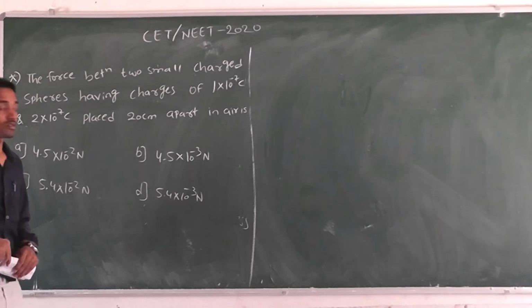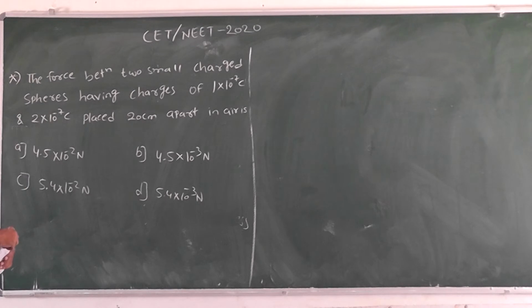Okay. The next question is: the force between two small charges having charges of 1 into 10 to the power of minus 7 coulomb and 2 into 10 to the power of minus 7 coulomb, placed 20 centimeter apart in air, is. So we have to find the force. Two charges are there, 1 into 10 to the power of minus 7 coulomb and 2 into 10 to the power of minus 7 coulomb, placed 20 centimeter apart in air.